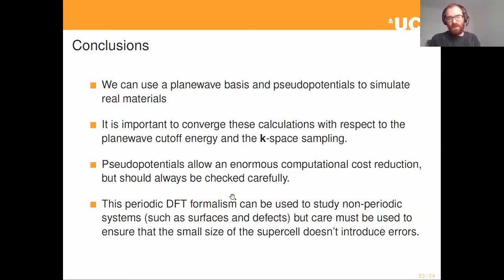And also just this final point, a bit more applied to examples, where I'll use defects as the example. We can actually use these plane wave approaches to study non-periodic systems like defects and surfaces. But in this case, we get this additional convergence parameter of the supercell size, where we need to try and use a large enough supercell that we don't introduce additional errors through the use of the supercell approximation.